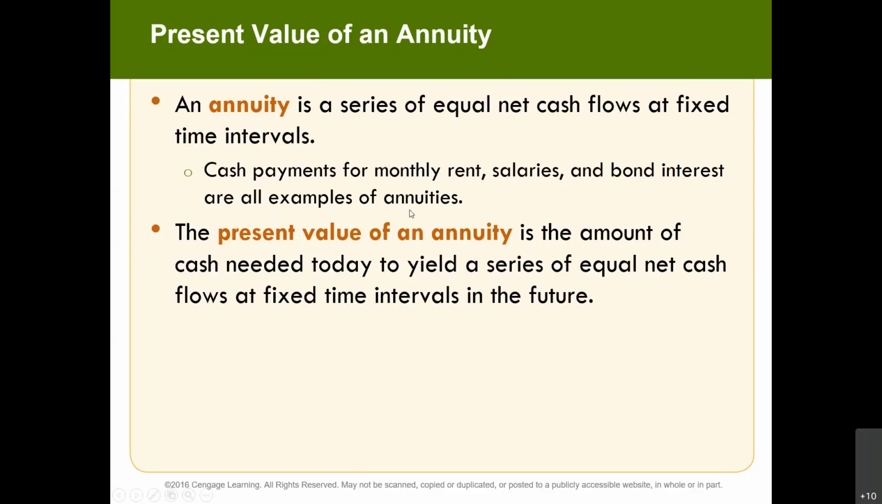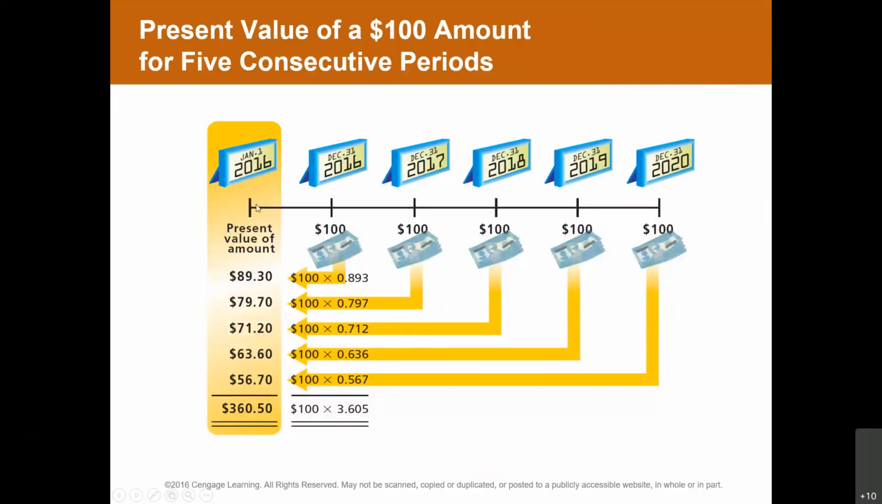So the present value of an annuity is the sum of the amount of cash needed today in order to yield a series of equal cash payments at fixed time intervals in the future. Another way of thinking about this is, how much money do I need to have in cash today in order to retire and receive a certain amount of cash every single month in the future? That is what we call the present value of annuities. So here's how it looks over time.